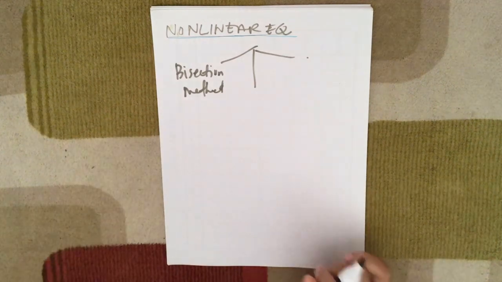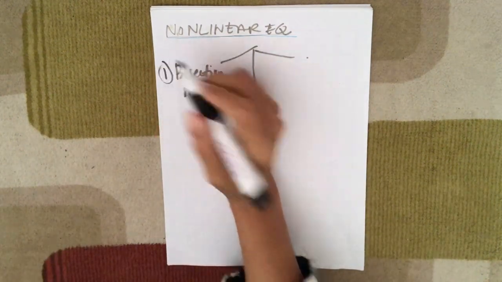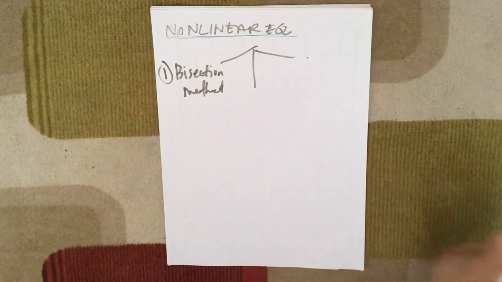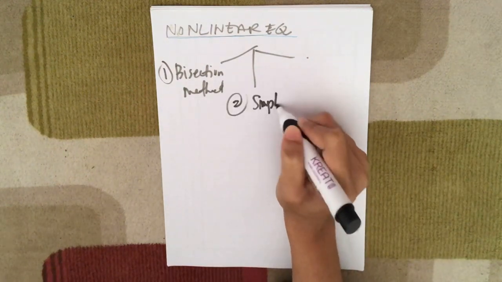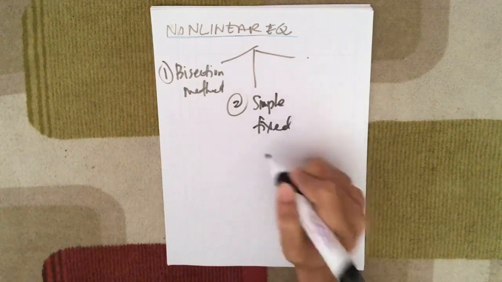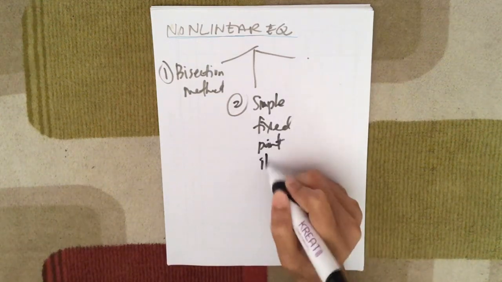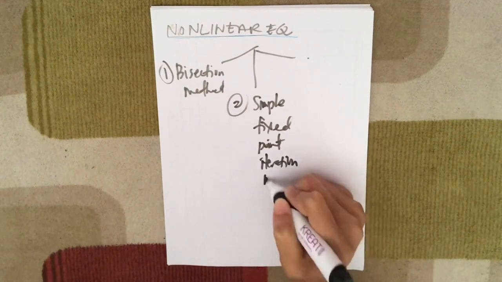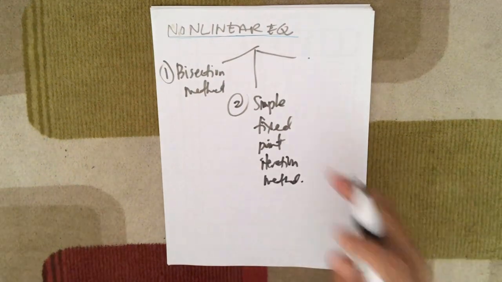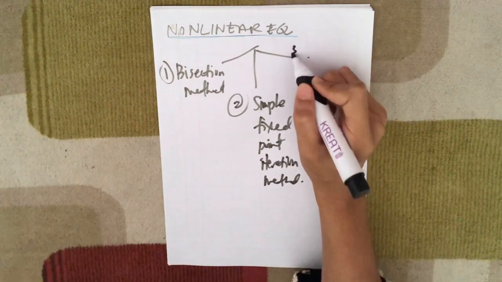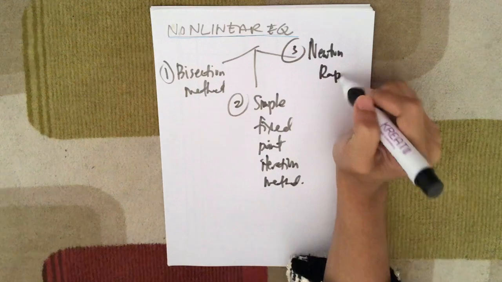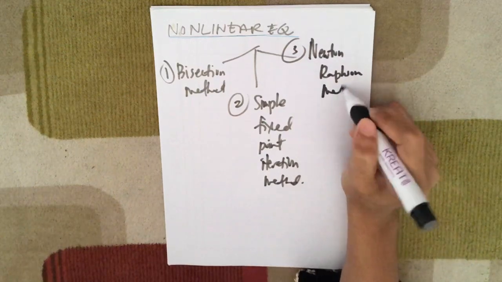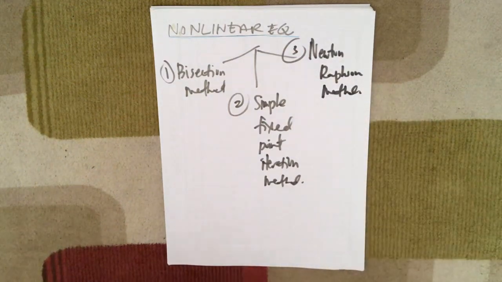Back to here. The first one is the bisection method. The second one is the simple fixed point iteration method. The third one we call the Newton-Raphson method. I will explain first on the bisection method.